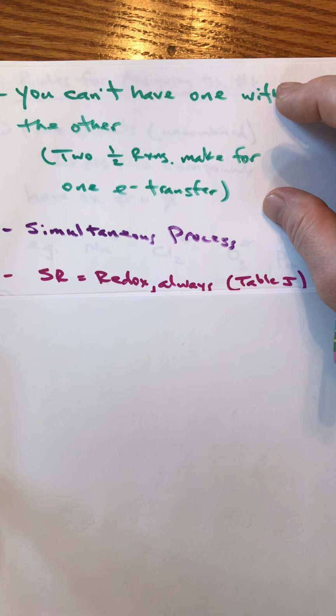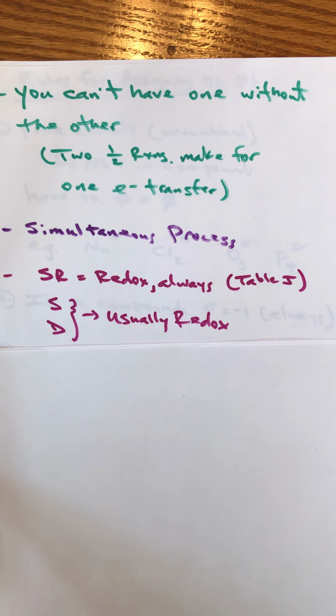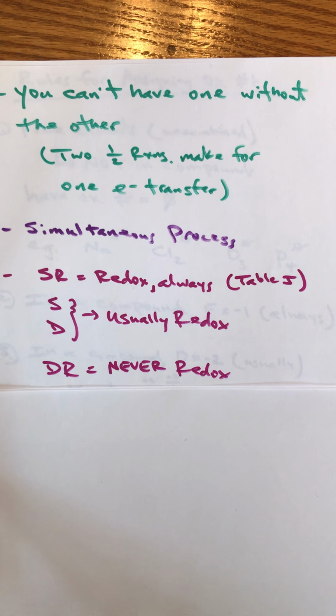All right? Not all reactions are redox reactions, but single replacement reactions always involve the transfer of electrons, and we'll deal more with table J later. But if it's a single replacement reaction, it is always a redox reaction. Synthesis and decomp, they're usually redox, but they don't have to be. If your oxidation numbers don't change, they are not redox, but usually those two are. But double replacement is never a redox reaction. You're simply trading partners, and you're not really transferring any electrons. You're just changing who the ions were with.